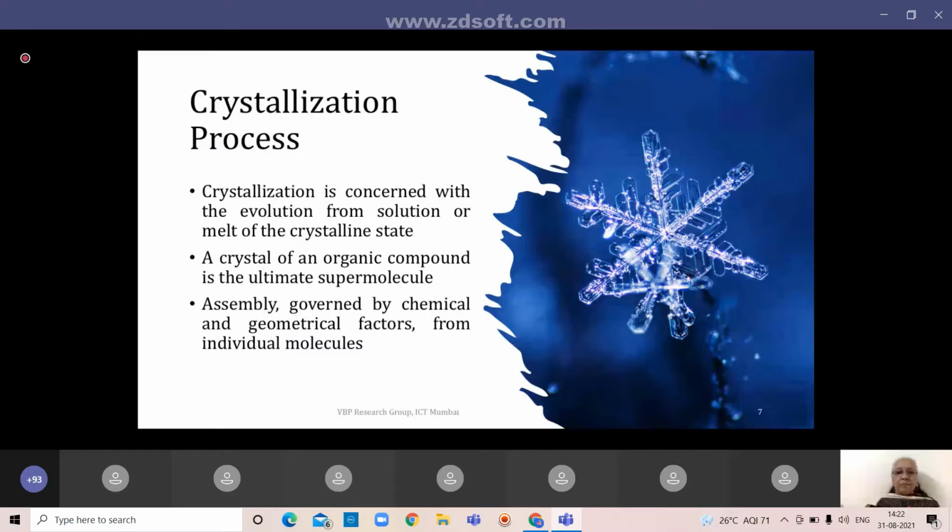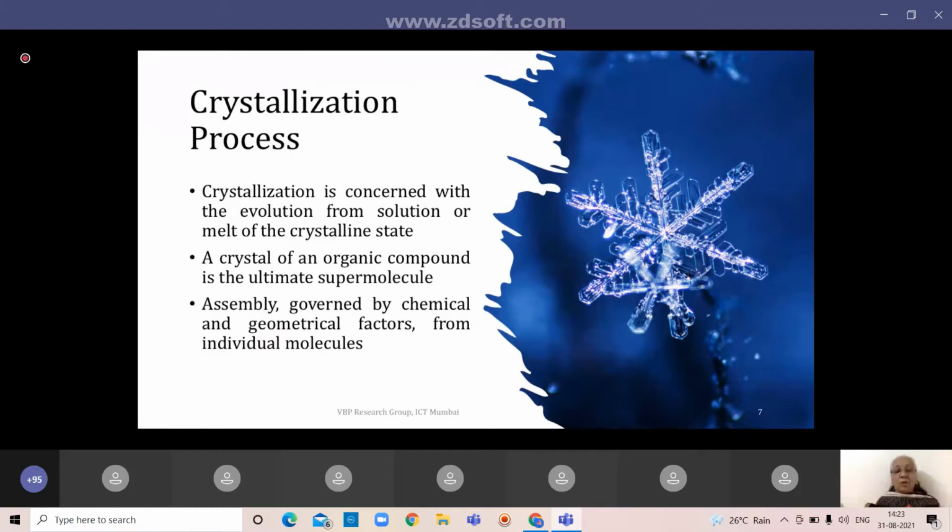I'm sure all of us here are aware of the crystallization process. Even at B Pharm level, if you are teaching pharmaceutics, you have done crystallization. So crystallization is nothing but evolution of crystals from solution. It could be from solution, where you're taking it in atomic state and then it is a bottom-up approach, or it could be a melt of the crystalline state from which the crystals start originating. So a crystal is nothing but an organic compound which is actually the ultimate supermolecule.